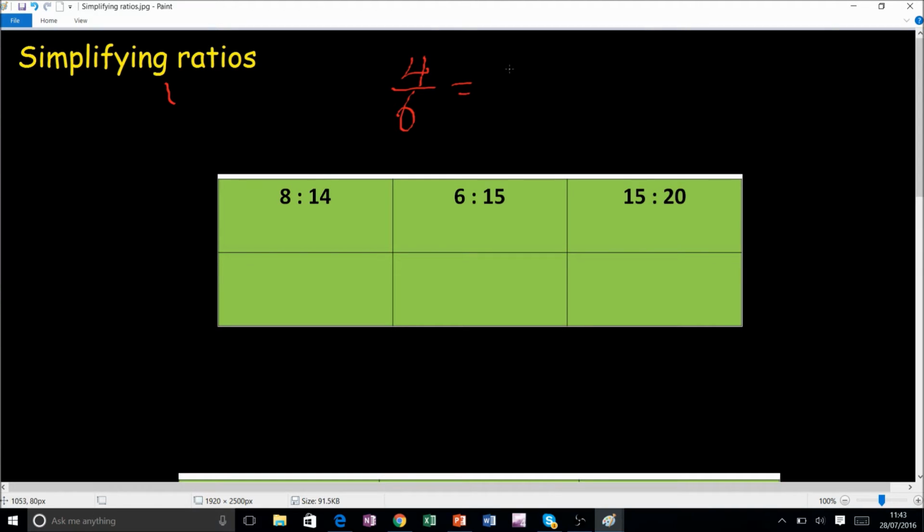And then we divide both the top number and the bottom number by 2, by saying how many 2s go into 4? 2. How many 2s go into 6? 3. So what we've done to get there is divide by 2. Okay, so that's basically what simplifying ratios is going to be as well.